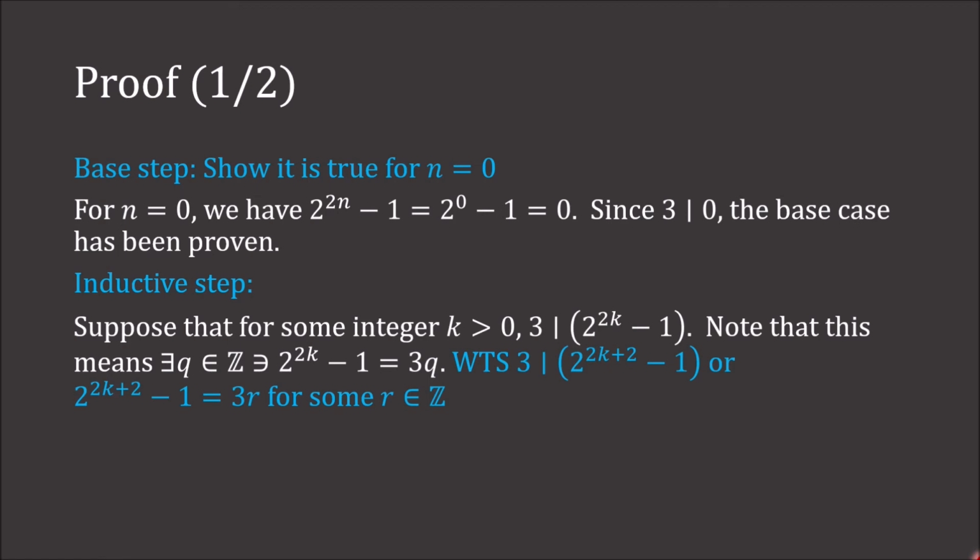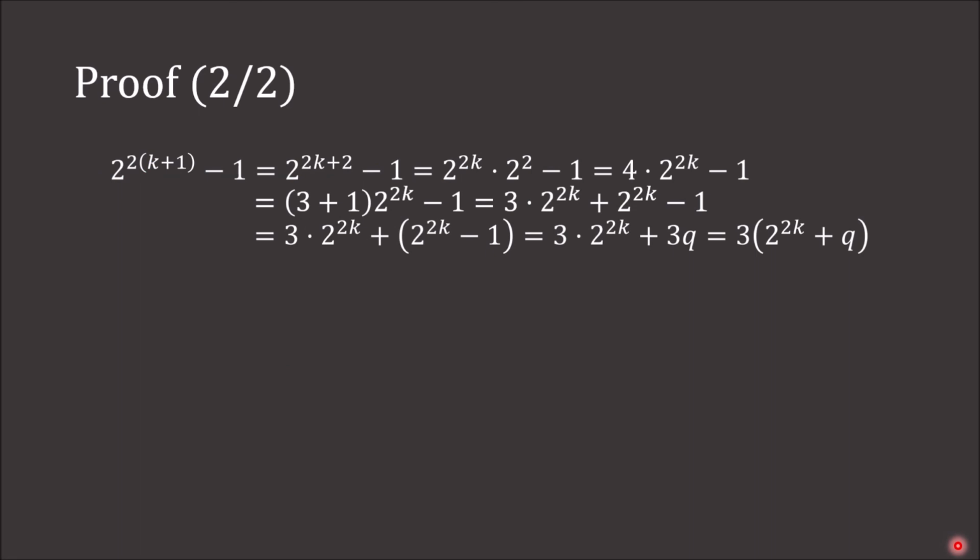So 3 divides 2^(2(k+1)) minus 1, which is 2^(2k+2) minus 1. Or that 2^(2k+2) minus 1 equals 3 times r for some integer r. All right, so 2^(2(k+1)) minus 1 is 2^(2k+2) minus 1.